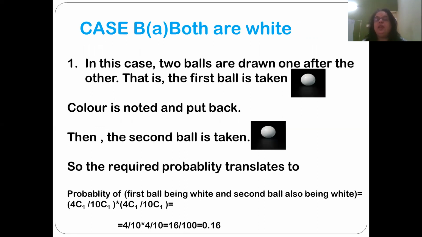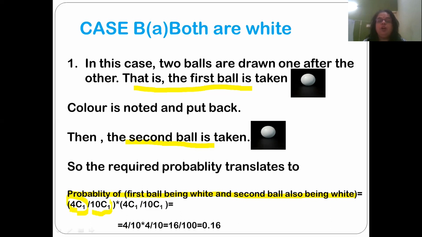Now, in this case, case B, 2 balls are drawn one after the other. That is, the first ball is taken, the color is noted down and it is put back in the bag. Then the second ball is taken and the color is noted down. So the required probability is the probability of the first ball being white and the second ball also being white. That is, one ball can be taken out of 4 balls in 4C1 ways. That is the number of favorable cases.